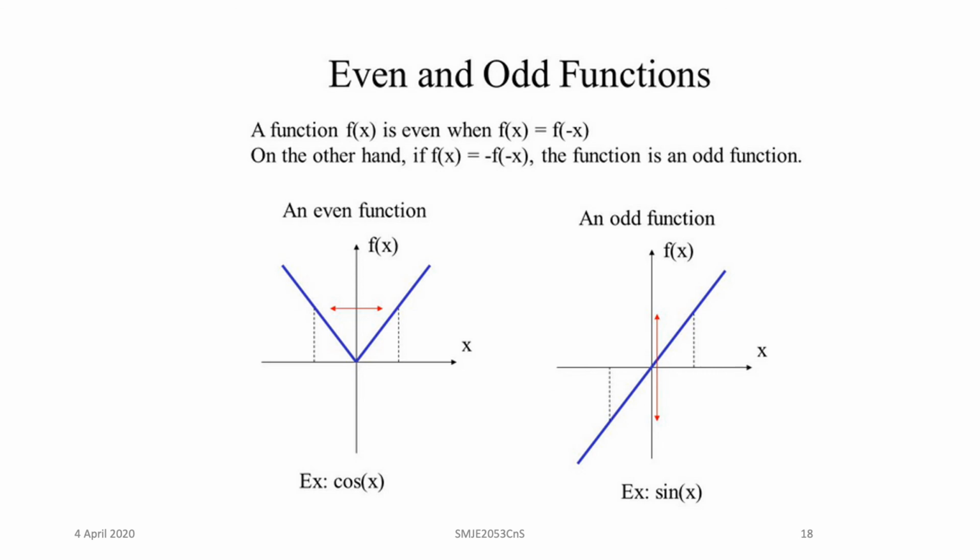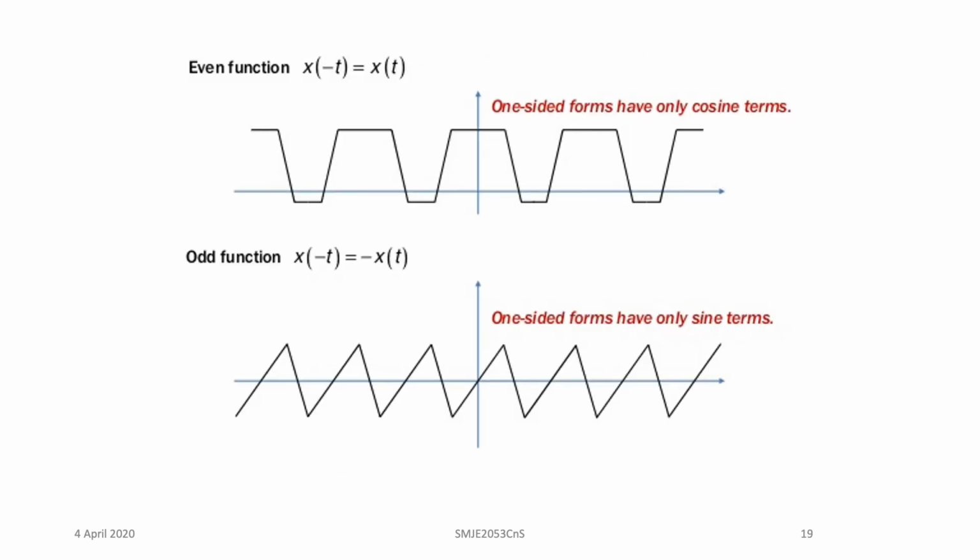Example of odd and even functions. 1. Cosine x and sine x. Another two examples for an even function, x(minus t) equals x(t): one-sided forms have only cosine terms. An odd function, x(minus t) equals minus x(t): one-sided forms have only sine terms.